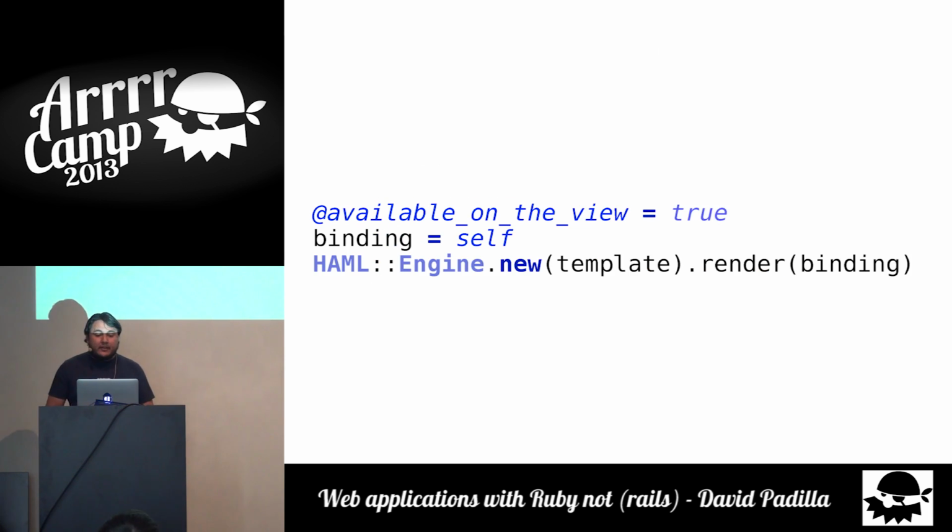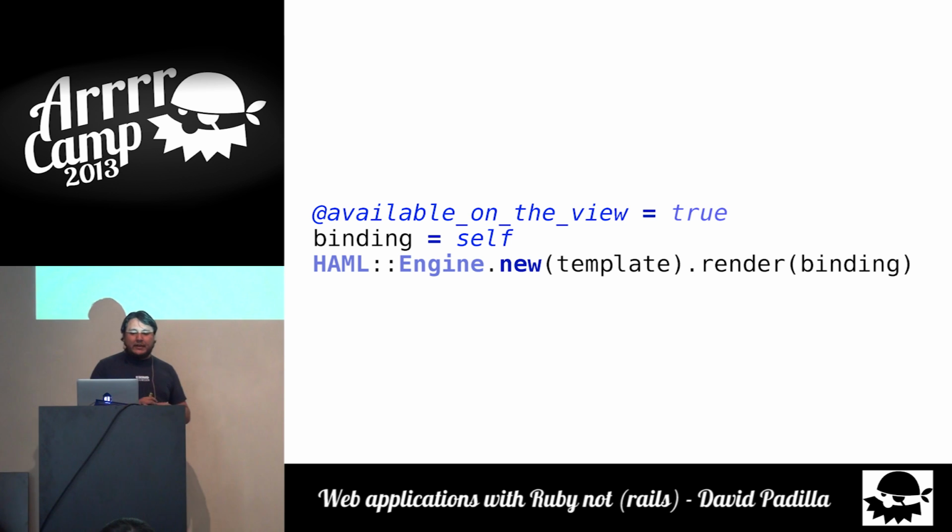Back to the problem in question, how are we going to add instance variables into Haml processing? Well, Haml works a little bit like this. Every time you parse a template with Haml, you can pass the context where the parse happens to the render method. So what I'm doing right there in this example is setting the instance variable available on the view as true, and then setting the binding variable to self. When I pass that binding into render, I will get that instance variable and all instance variables of the current context in the Haml template. That easy.